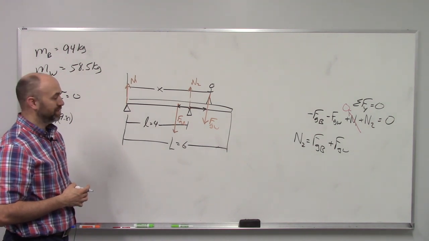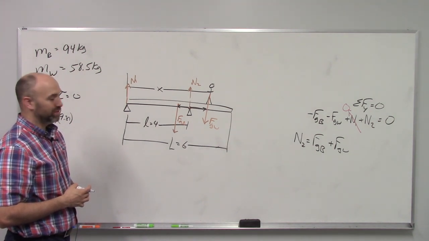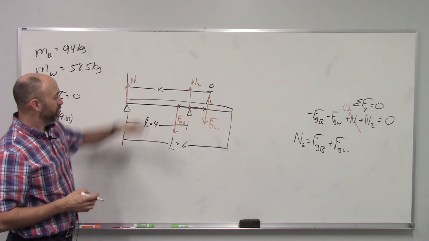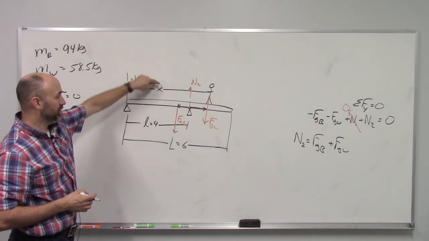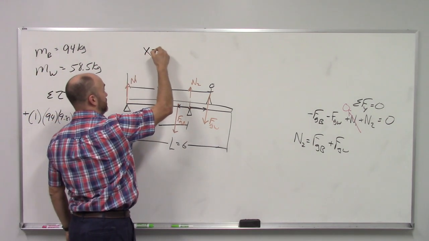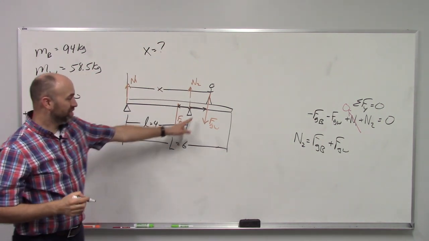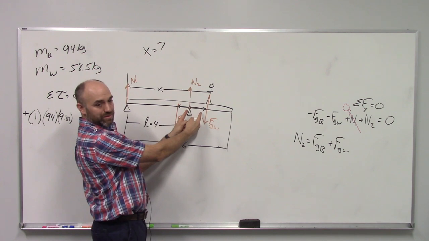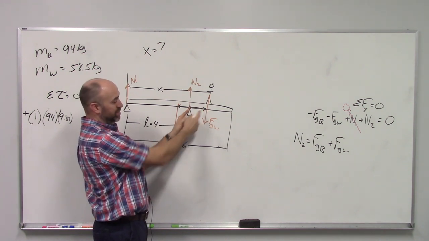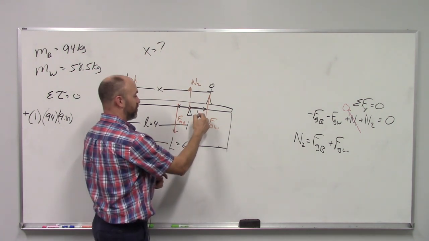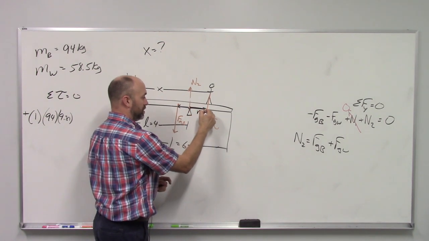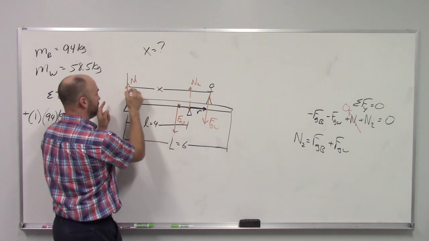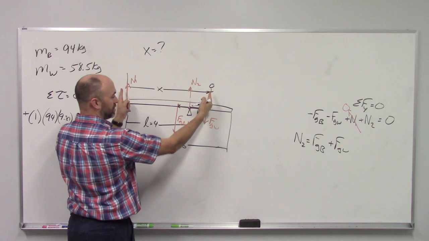Is it one again? Well, we don't know. We don't know what x is, right? The question is, what's x? Is our radius x? This is our radius right here from the pivot point, but x is from here to here.